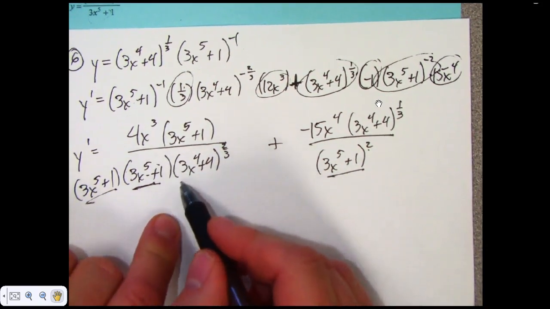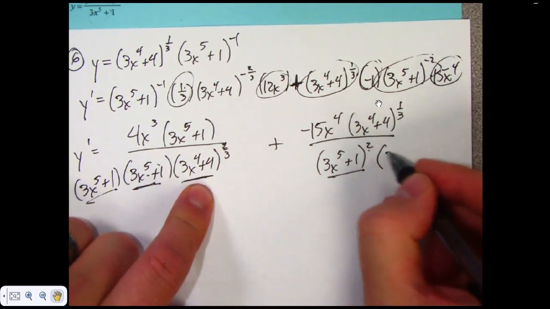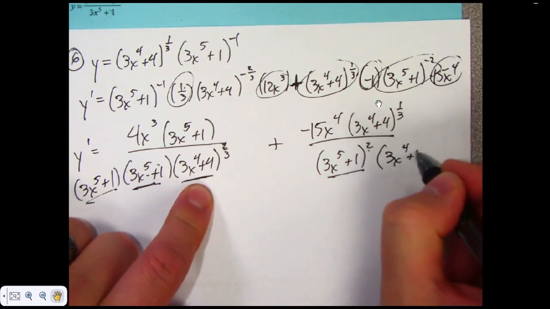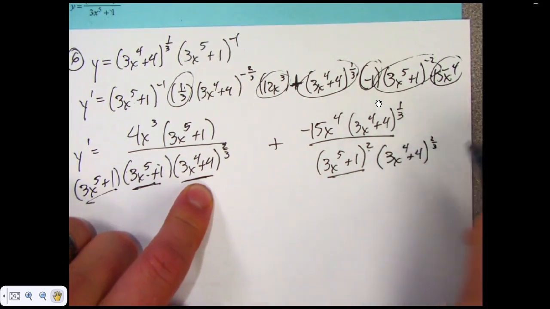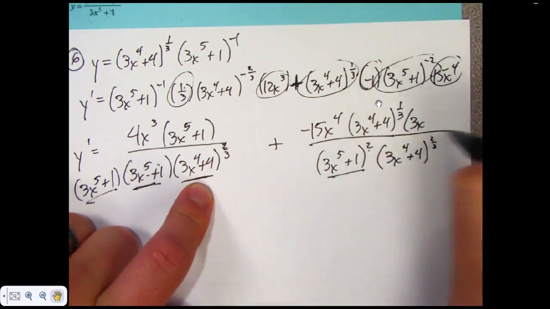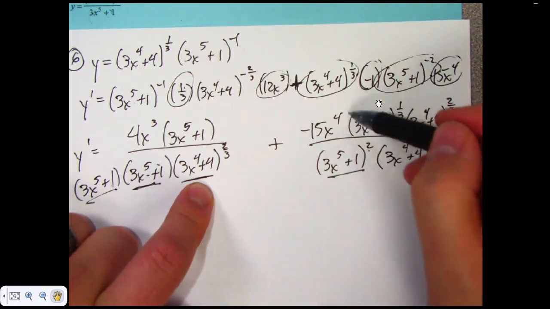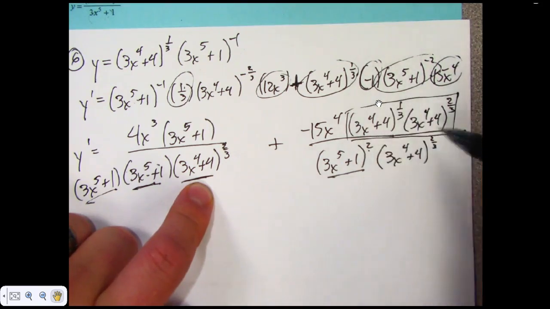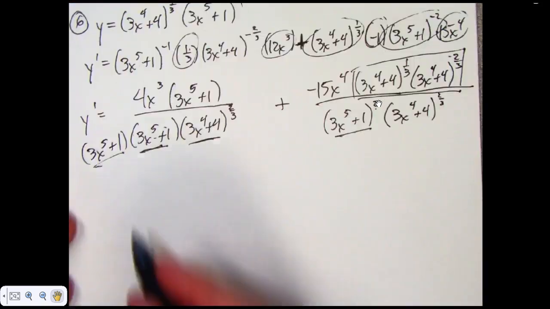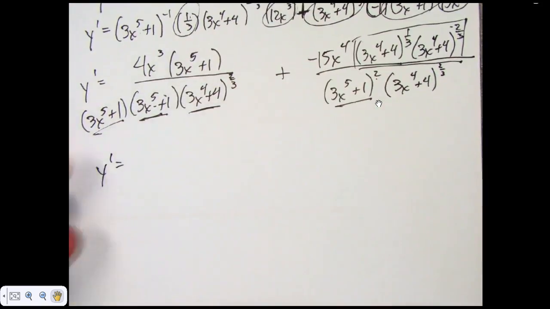But this piece, I don't have over here, so I'm just going to put it over there. I'm going to put a 3x to the 4th plus 4 to the 2/3 on the bottom. Well, if I put 1 on the bottom, I've got to put 1 on top too, and you'll notice, same thing that happened in the last problem, I have 1 of those now, because you would add up the powers.